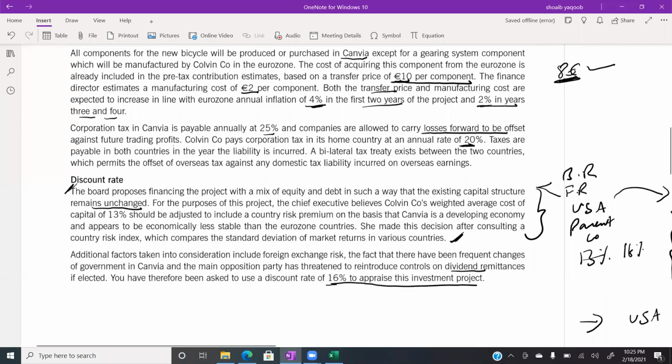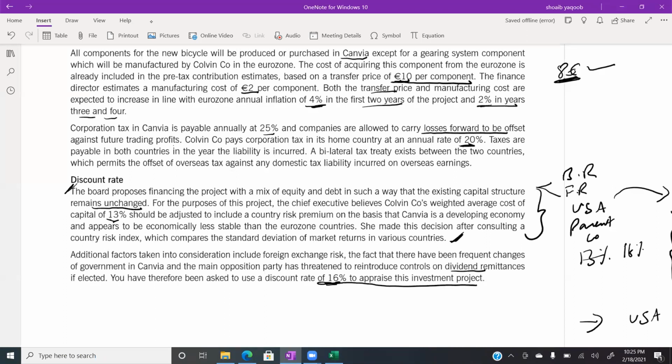So actual discount rate is 13%, but you have been asked to appraise the project using 16% to reflect the additional risk. So which discount rate should we use? 13 or 16? We will use the 16% discount rate and calculate the NPV, but we will also use the 13% discount rate to calculate the NPV, and then we will explain at which rate NPV is positive or negative. We will discount at both rates.